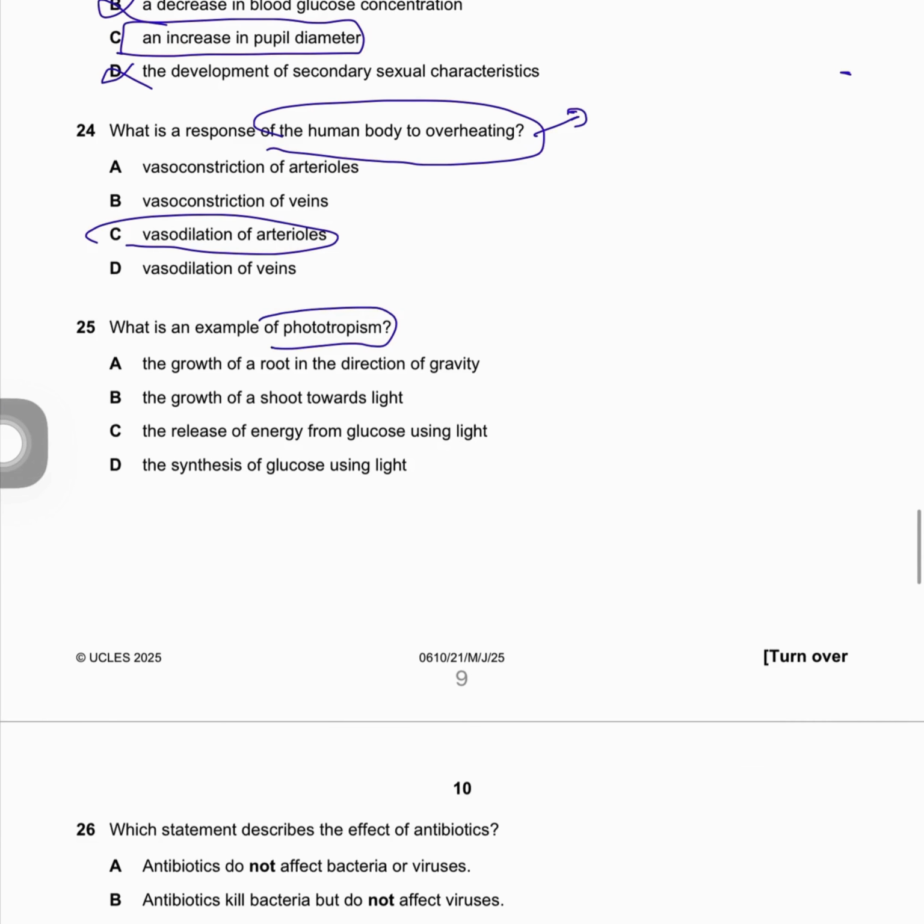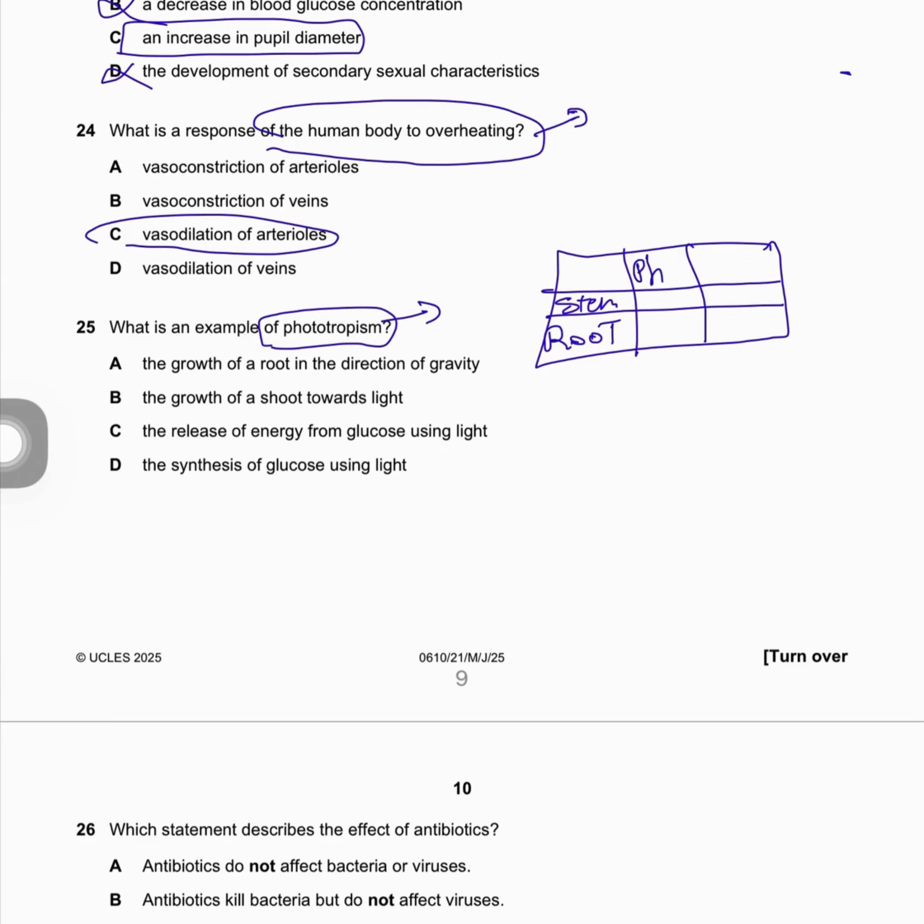What is an example for phototropism? Take care from this table, very important to know. So you write here stem or shoot, you write here the root. This is phototropism and this is gravity tropism. A stem shows positive phototropism and negative gravity tropism. A root shows negative phototropism and positive gravity tropism. So what's the answer using this table? 25 is B. The growth of a shoot towards light shows a positive phototropism.